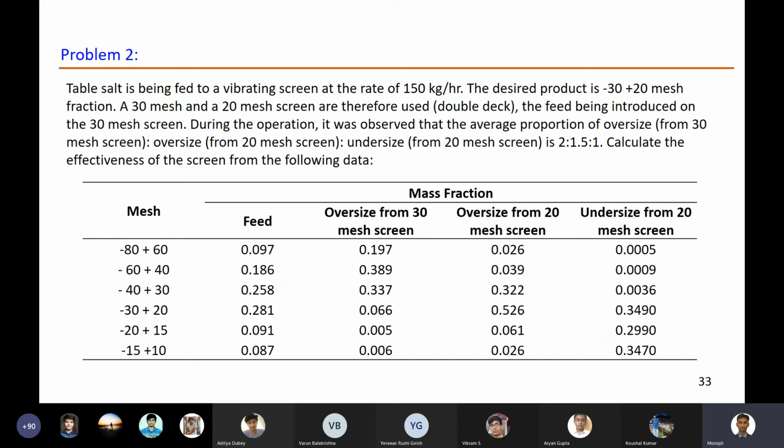So let's read this problem. Table salt is being fed to a vibrating screen at a rate of 150 kg per hour. The desired product here is a fraction. In the previous problem, the desired product was everything above 1.5 millimeter size. Now the desired product is the minus 30 plus 20 mesh fraction. Which standard of screen is this one? Minus 30 plus 20. Indian. Yes.